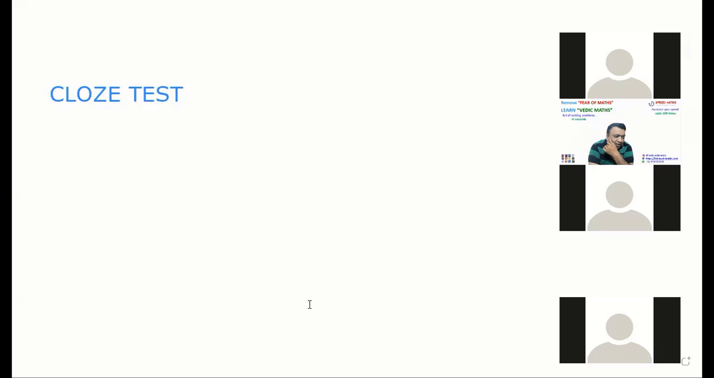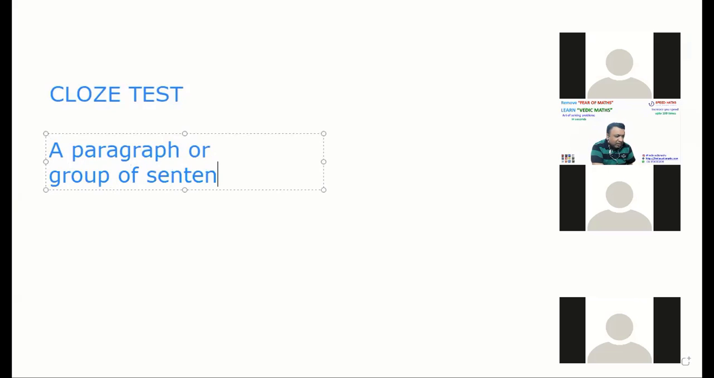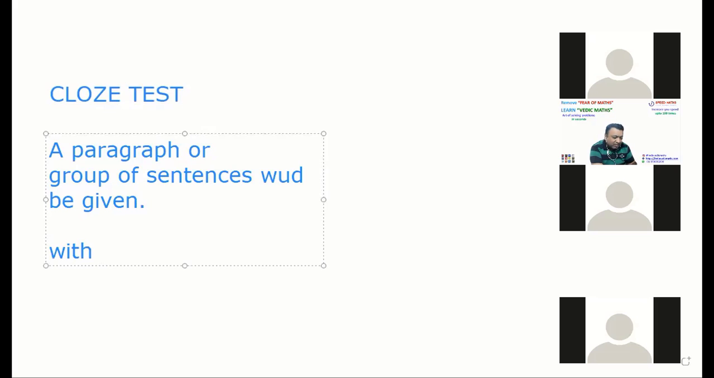Okay. See, CLOZE test is like a paragraph will be given, or a group of sentences. But why am I calling it a paragraph? Because they are all related. It's some kind of story or some kind of information. Sentences would be given with blanks. So you have to fill in the blanks.